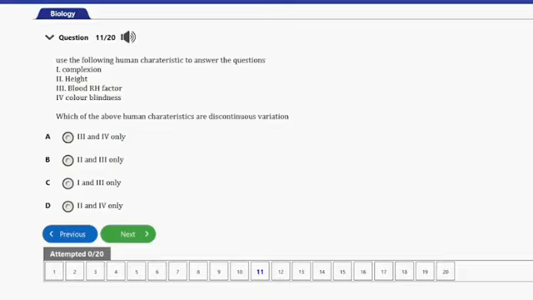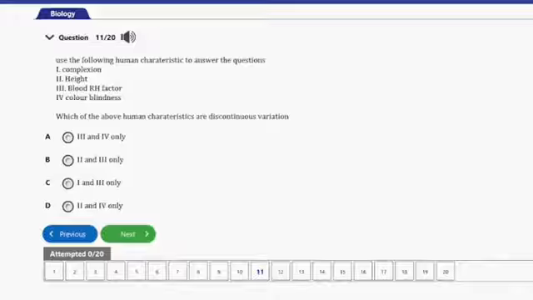Which of the above human characteristics are discontinuous variation? We have A, III and IV, B, I and III, C, I and III, D, II and IV. So guys, the answer to this question is option A, and that's III and IV.